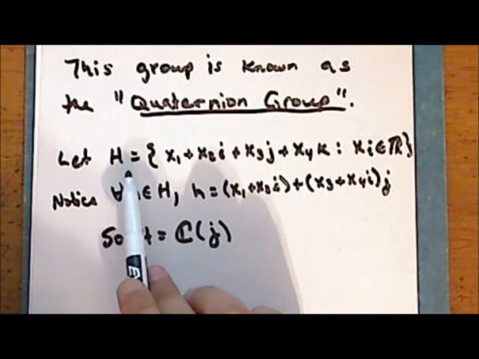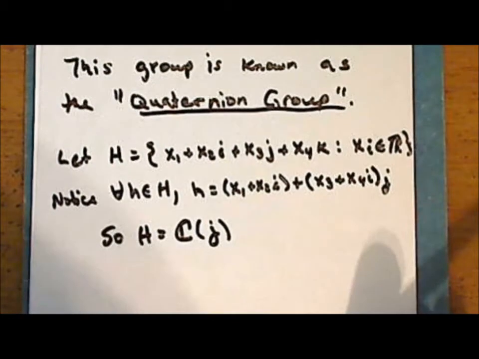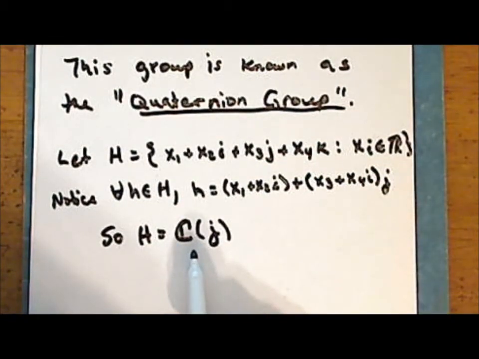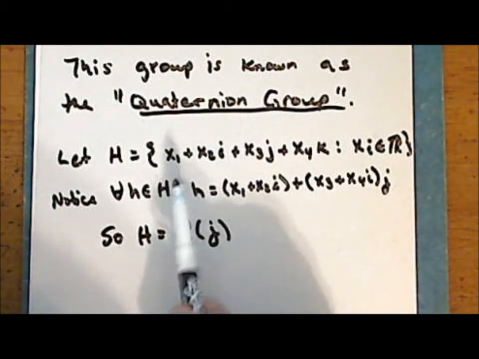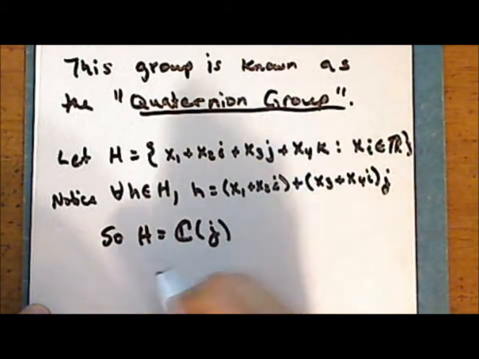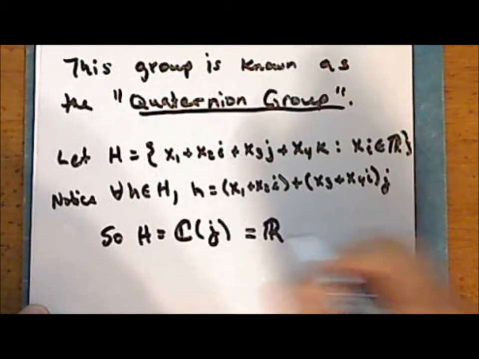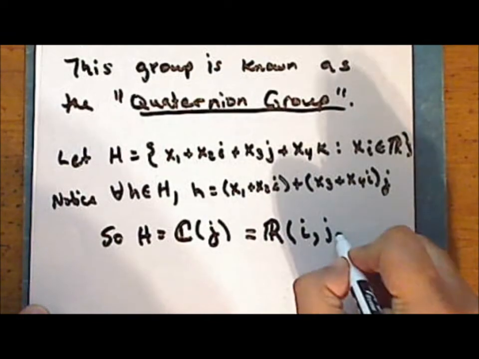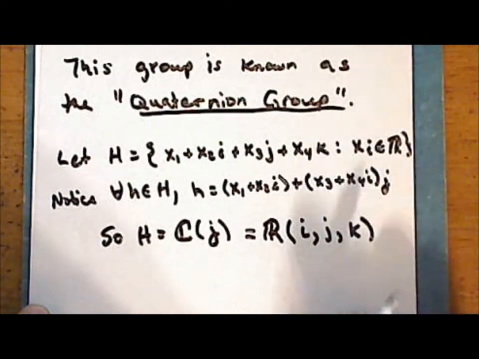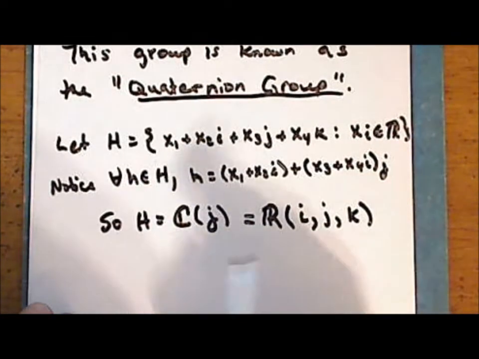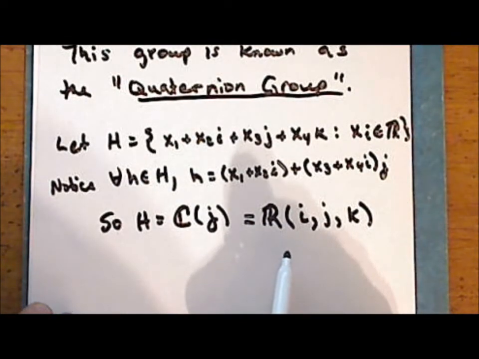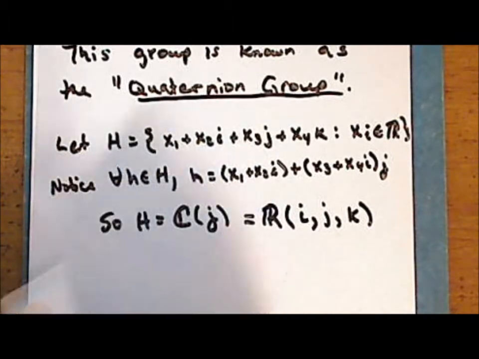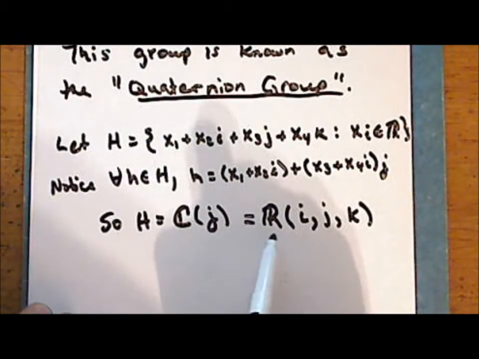And so one representation of this set, which we call the set of quaternions, is as a two-dimensional space over the field of complex numbers. Now this set is also an algebraic extension of the reals to include real multiples of the numbers i, j, and k. And so another representation of the quaternions is as a four-dimensional vector space over the field of real numbers.